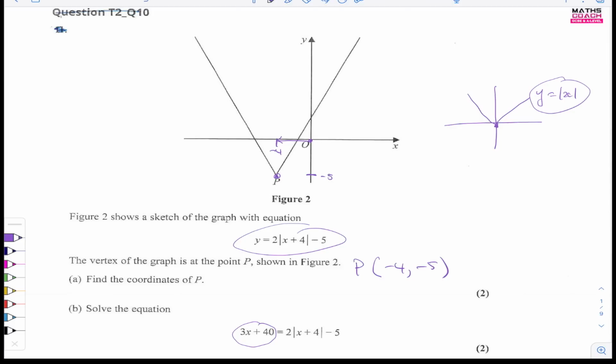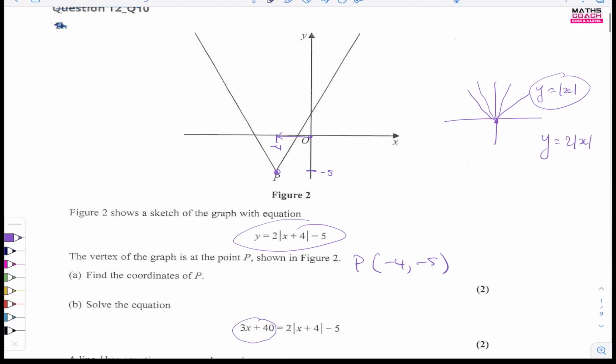So what the 2 does, if I illustrate again, if I stick a 2 in the front, so if I do y equals 2 times modulus of x, then it's going to make it more stretched out. Okay, and because there's no numbers on the y-axis, there's no need for me to squash the graph along the y-axis. The 2 only affects the stretch along the y-axis, it doesn't affect the x values. So we're going to solve this equation now.